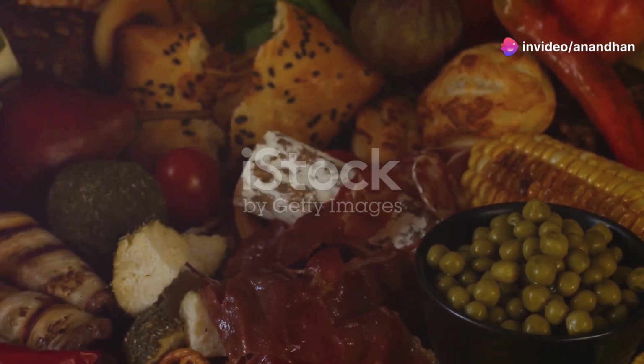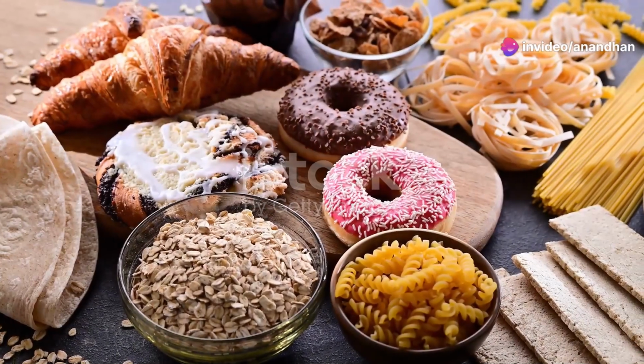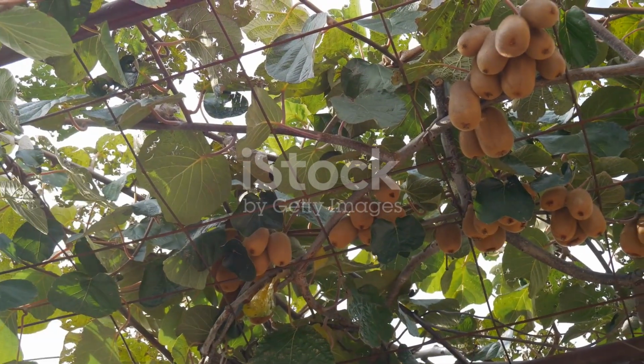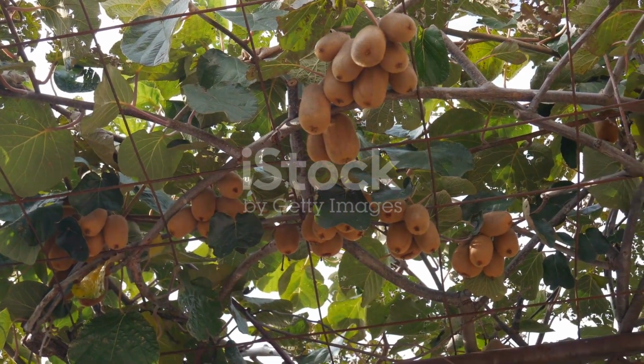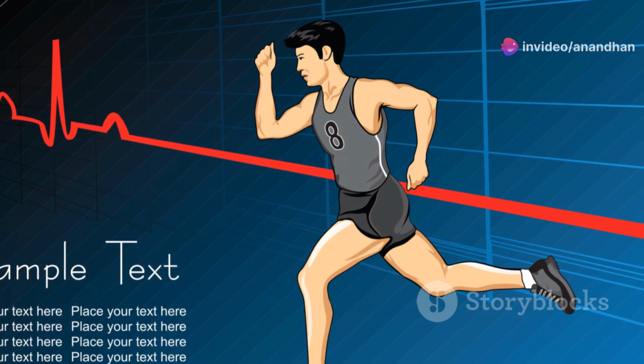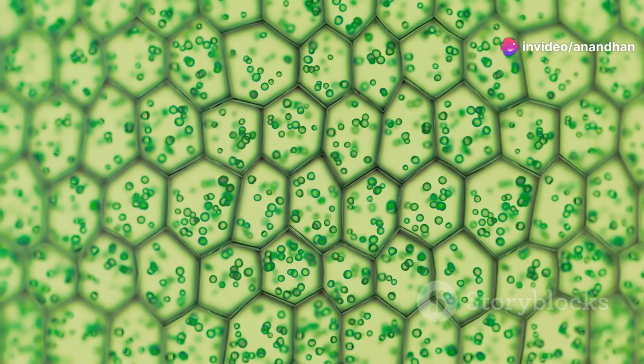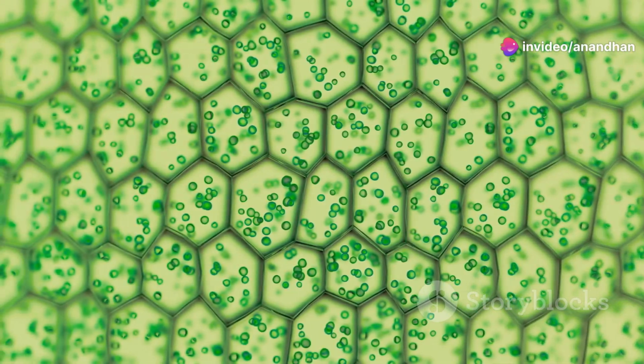Carbohydrates are everywhere in the natural world. They are essential for life. From the sweetness of a ripe fruit to the wood in a tree, carbohydrates play vital roles. They are the energy source for our bodies. They also form important structures in plants and animals.